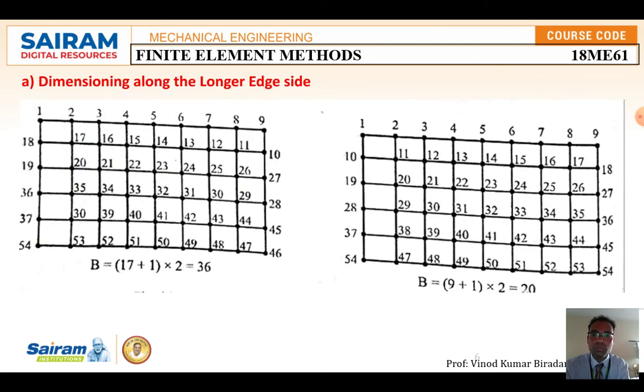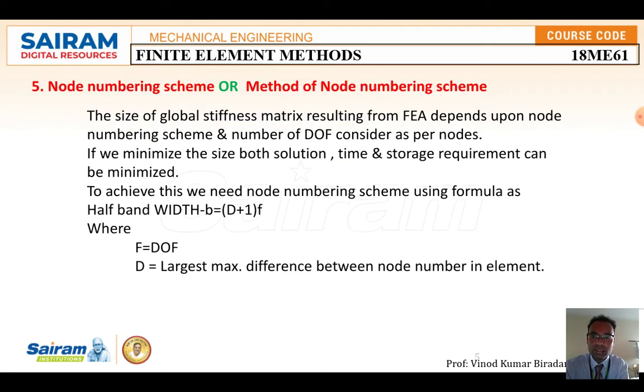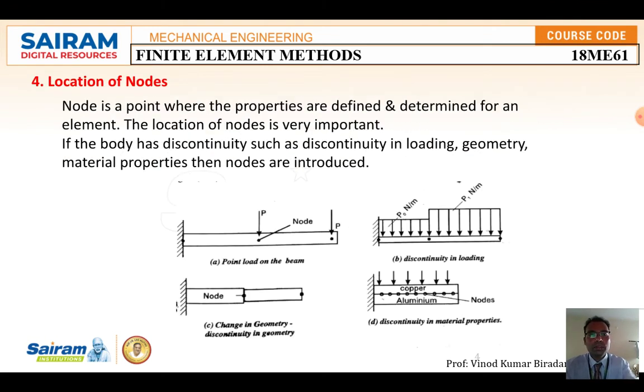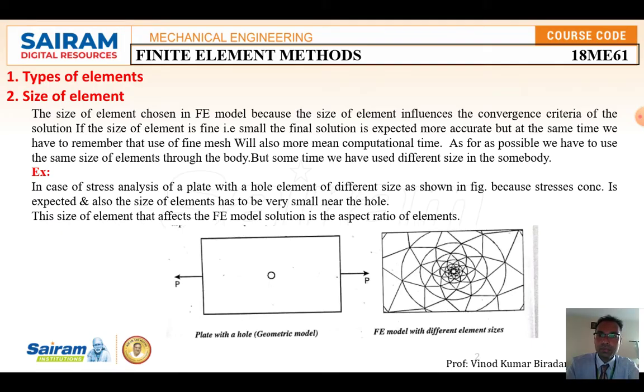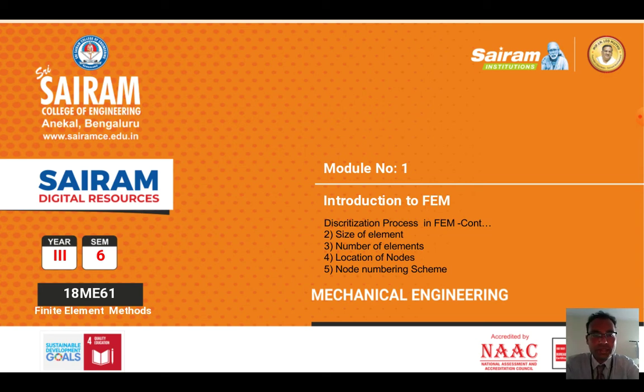Like that you have to calculate the dimension along the shorter edge side for the node numbering scheme. Just to remember this, I will tell you. In the discretization process, the first step is the types of element which you are going to use, that is 1D, 2D, 3D and axisymmetric elements. Size of an element means how you are going to divide, that is the meshing process. Number of elements: if you divide into more elements, you are going to get a more accurate result. Location of nodes means where a discontinuity will be there in the problem or geometry, where you are going to introduce the nodes. Node numbering scheme again has two methods, longer and shorter edge side.